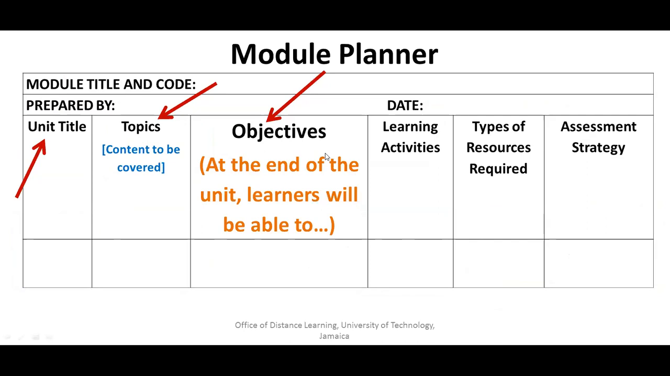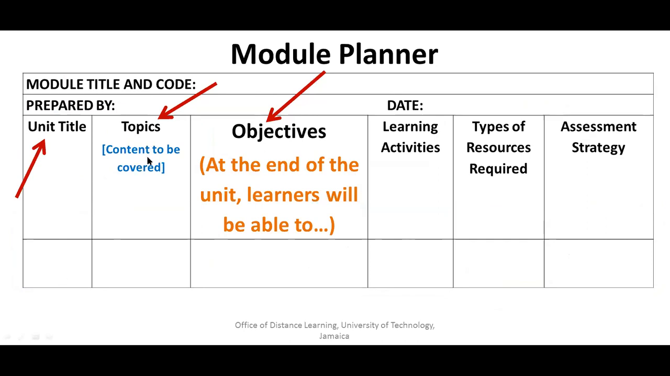So here's the template that we use for the module planner. Most likely I'll ask you to just write the module title and the code. You can write your name and the date that you prepared the planner, or at least started preparing the planner, or when you're finished preparing the planner. In this section for unit title, you simply copy the unit title from the syllabus and paste it here. And let's say we're going to do unit by unit. So whatever unit 1 title is, you're going to paste it right here.